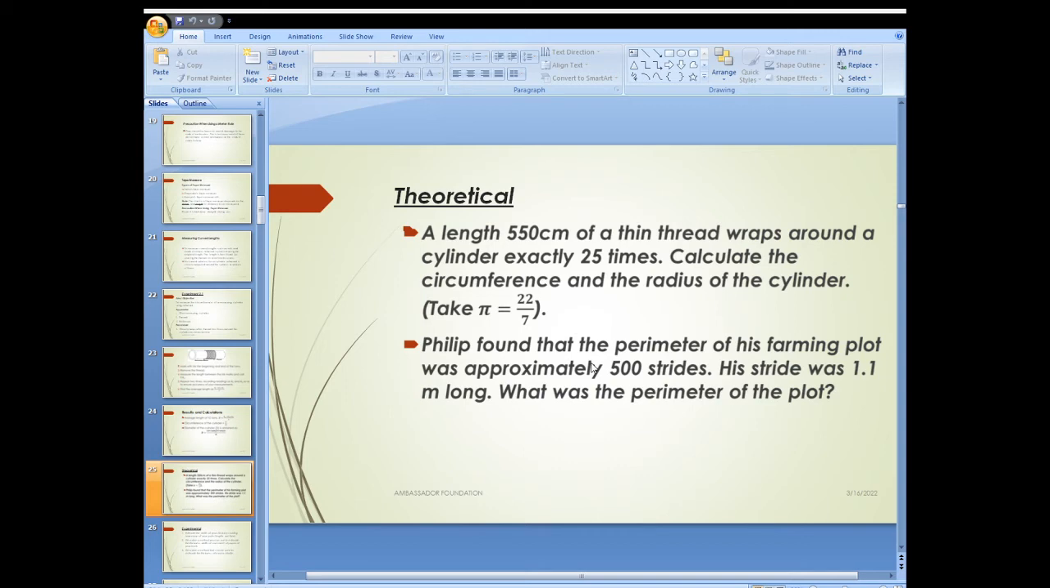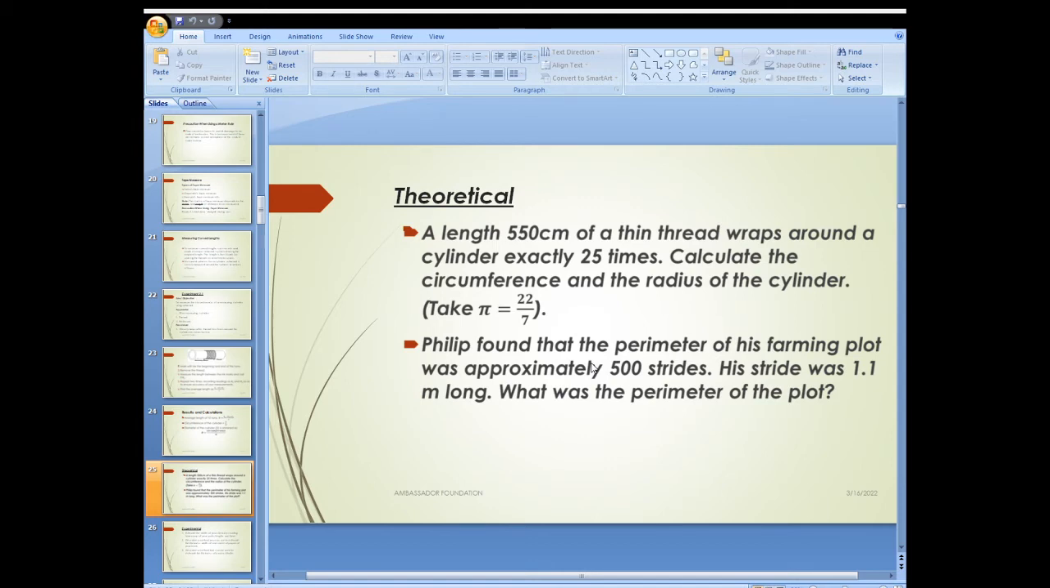Just an application question that you can work on. Question 1 says, a length of 550 centimeters of a thin thread wraps around a cylinder exactly 25 times. Calculate the circumference and the radius of the cylinder. You take pi to be 22/7.